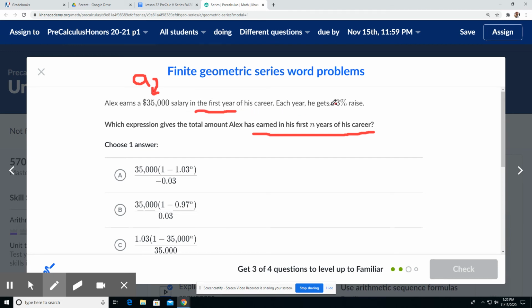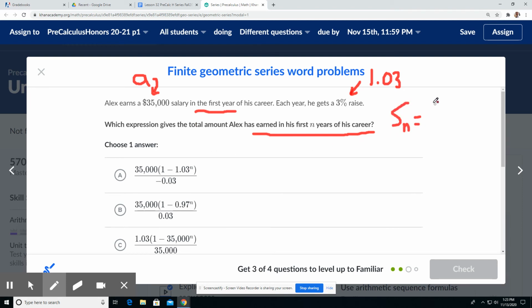And each year he gets a 3% raise. So the common ratio or the multiplier is the original 100% plus the 3% raise. So the multiplier is 1.03. That's 103% he gets every year. But as a number, 1.03. And okay, so then it'd be S of N.